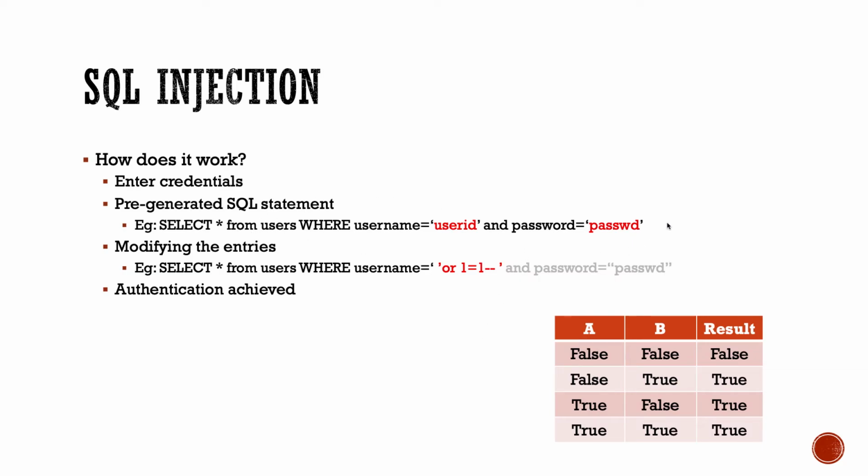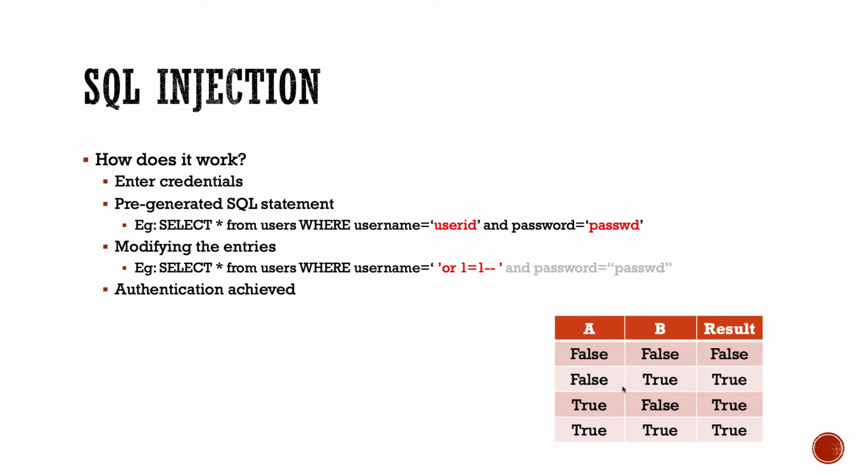Now, how are we going to manipulate this SQL query? We manipulate this SQL query in order to return a true. Only when the username and the password match in the database does it return true and the user is authenticated. So how can we make sure that this statement always returns true? By using an OR logic gate.